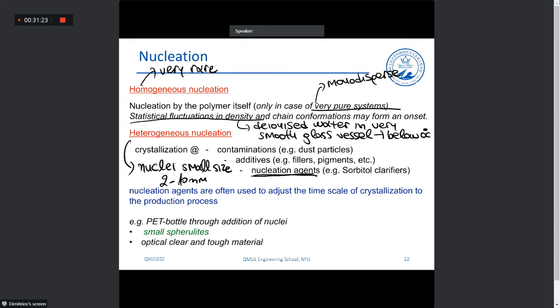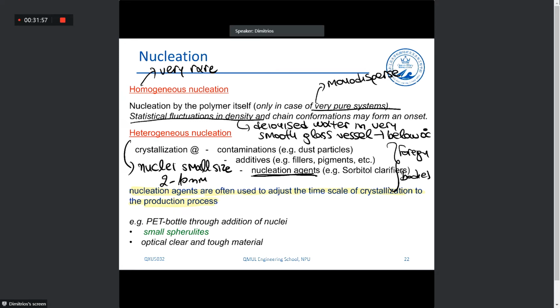So if we put some particles within our polymer melt that are solid, okay, when we cool down our material, then nucleation will start in the region where these particles are concentrated, okay? These are generally considered foreign bodies. So sometimes we use nucleation agents to adjust the time scale of crystallization for the production process.